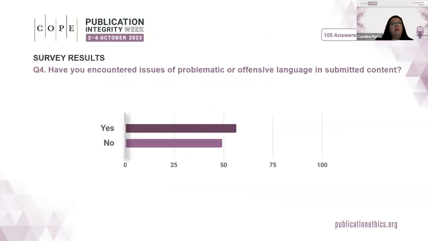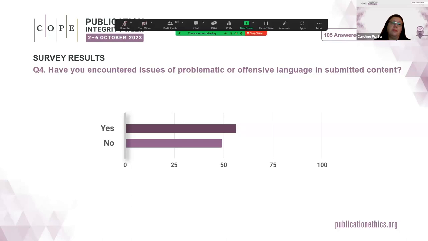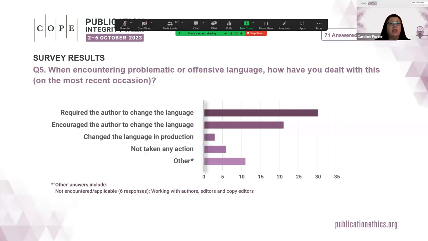This answer was around how many of you have encountered issues of problematic or offensive language in submitted content. It was fairly evenly split in terms of the number of people who answered the question. So hopefully the session today will be of interest and of use to you, whether you have encountered this issue or in preparing you in the event that you do in the future.